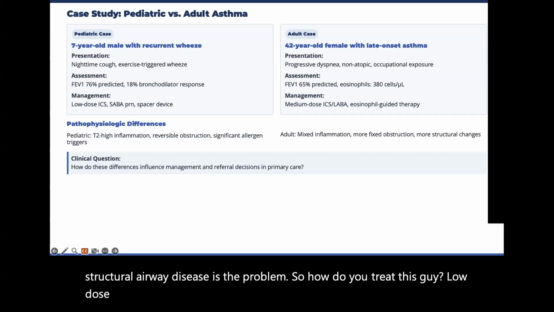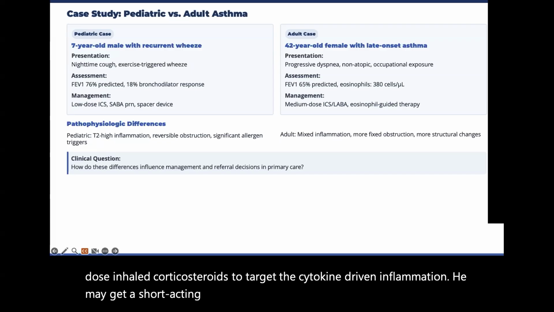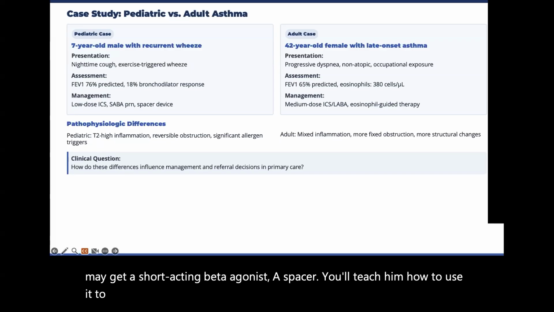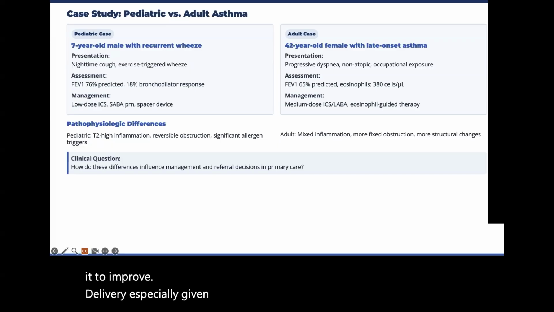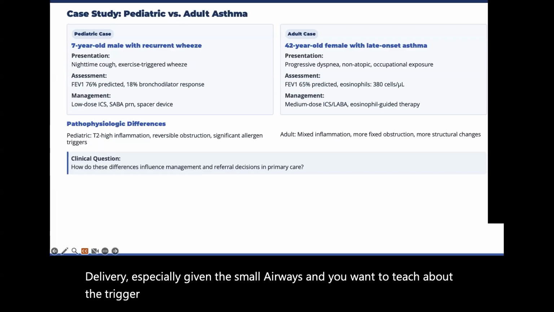Low-dose inhaled corticosteroids, to target the cytokine-driven inflammation. He may get a short-acting beta agonist, a spacer. You'll teach him how to use it to improve delivery, especially given the small airways, and you want to teach about trigger avoidance. And the goal is ultimately to preserve lung function, and hopefully he can outgrow it.